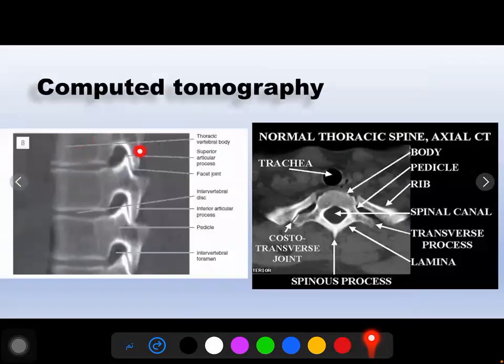By computed tomography, this is the vertebral body. This is the inferior articular process of the vertebra, and this is the inferior articular process, and this is the superior articular process.